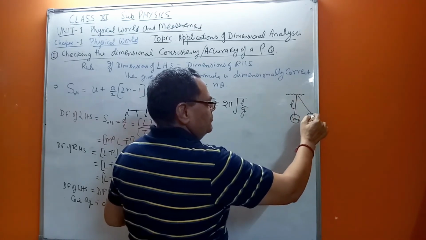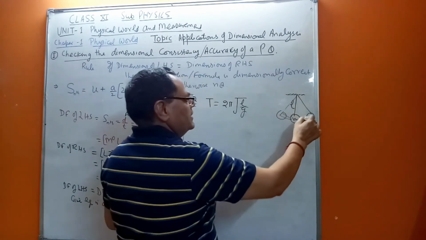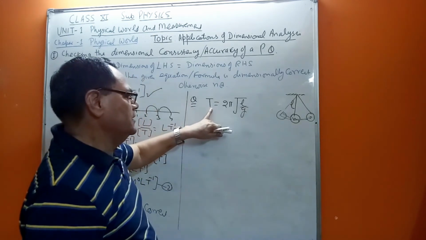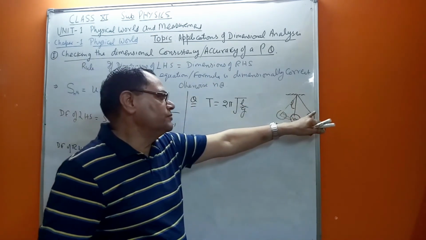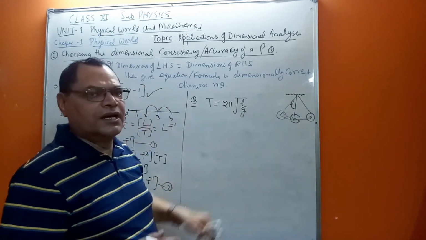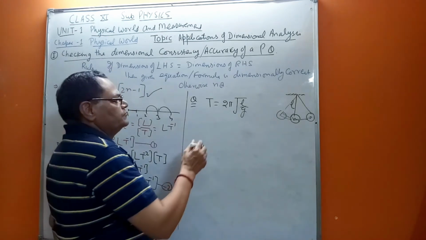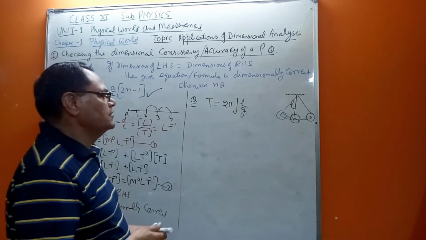When you take the bob to one side and release it, it will oscillate or vibrate like this. So the time period T is equal to 2 pi under root L upon G, where L is the length of this thread and G is the acceleration due to gravity. Let us check its dimensional consistency.